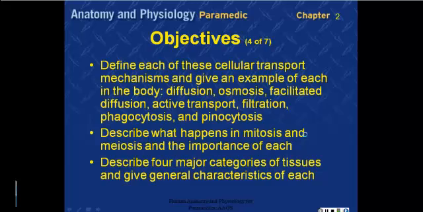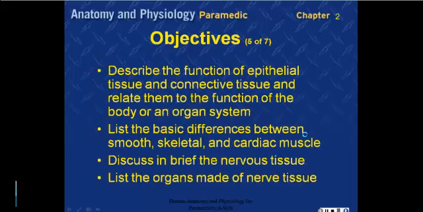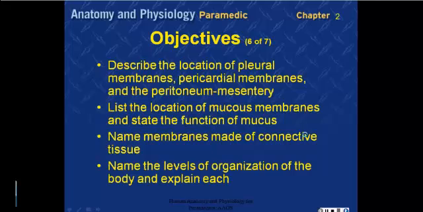We're also going to describe the 4 major categories of tissues and give general characteristics of each type. We're going to describe the function of epithelial tissue and connective tissue and relate them to the function of the body or an organ system. And we're going to list the basic differences between smooth, skeletal, and cardiac muscle. We're going to discuss in brief the nervous tissue and list the organs made of nerve tissue.